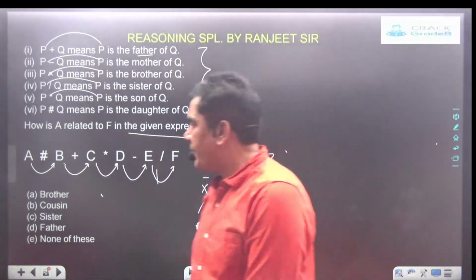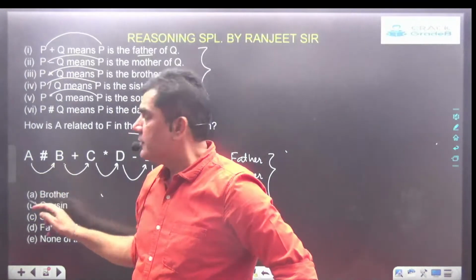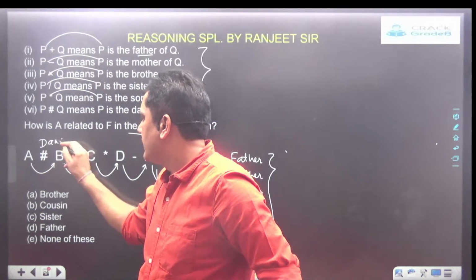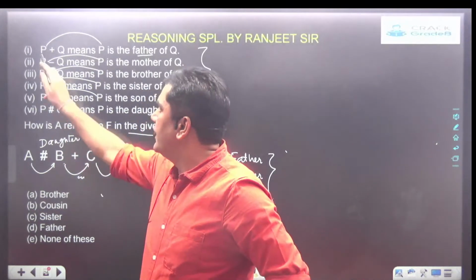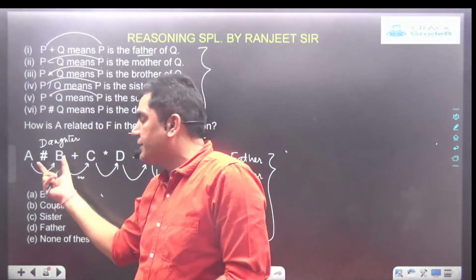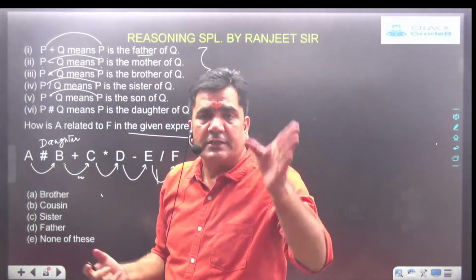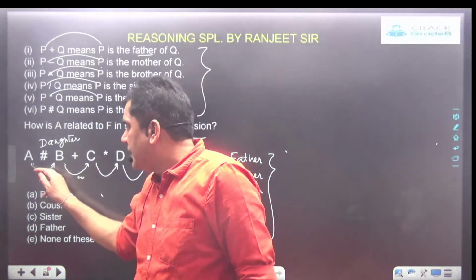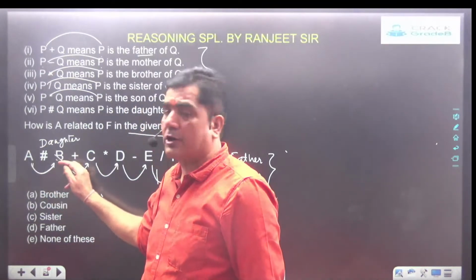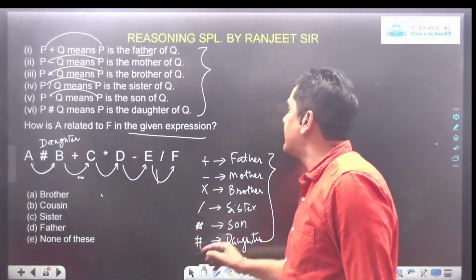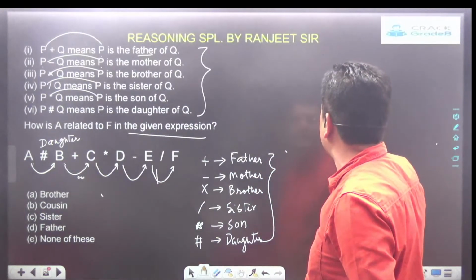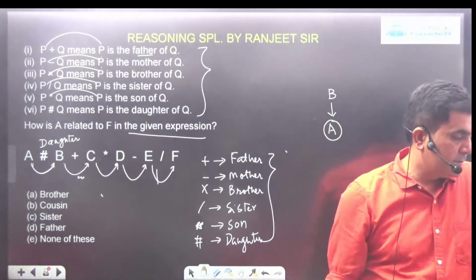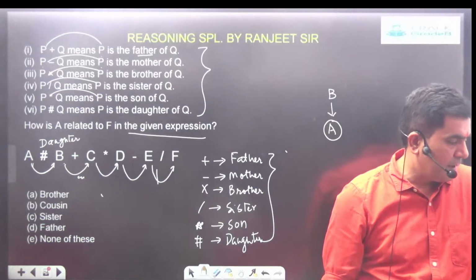If I take the first two, A has B. Now, what is the meaning of hash? Hash stands for daughter. Since the first variable has come at the first place, I am going to read A first. So A is the daughter of B. Let's plot it. It says A is the daughter of B, which means B has one daughter, which is A, and A must be female. Clear?